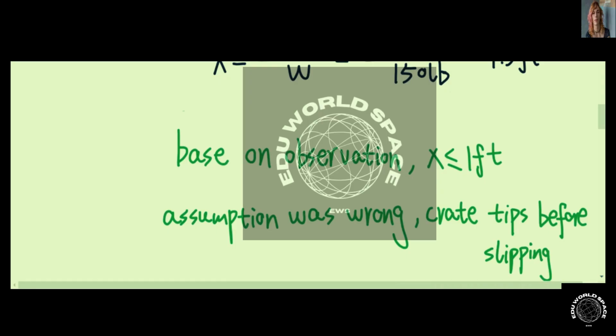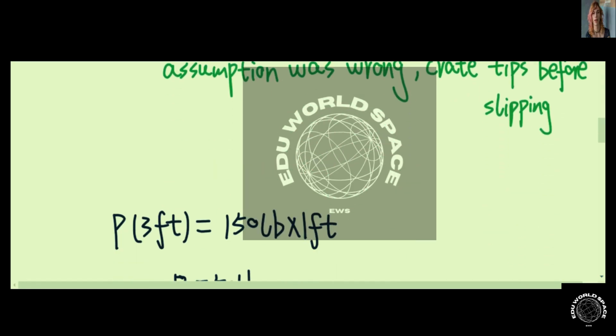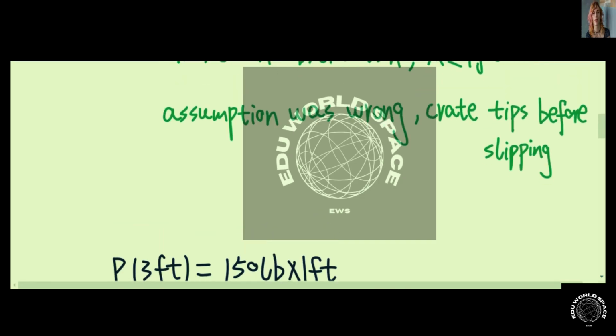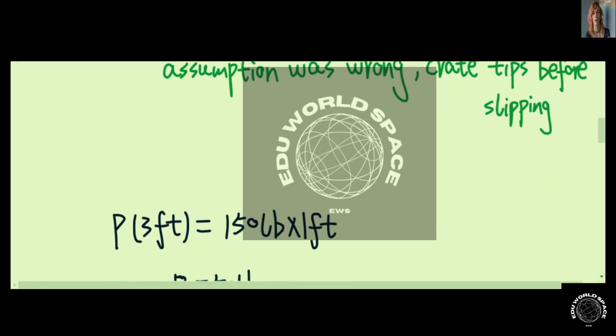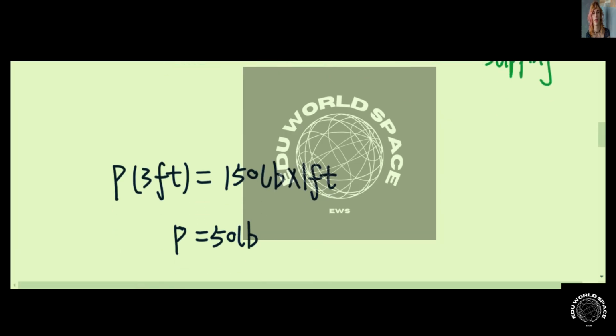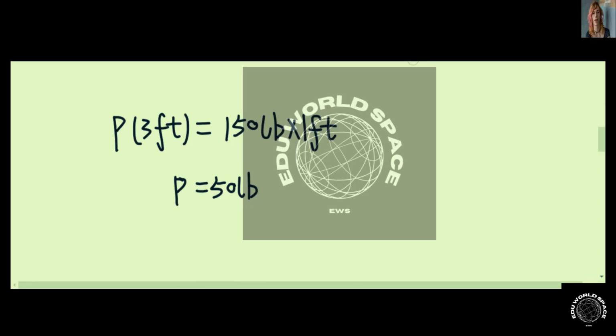So now we need to determine a new value for force P. Let's continue with the same equation here. Now we have x is equal to 1 foot. So now we can determine the smallest value for force P, which is equal to 50 pounds. And this is the answer for this question.